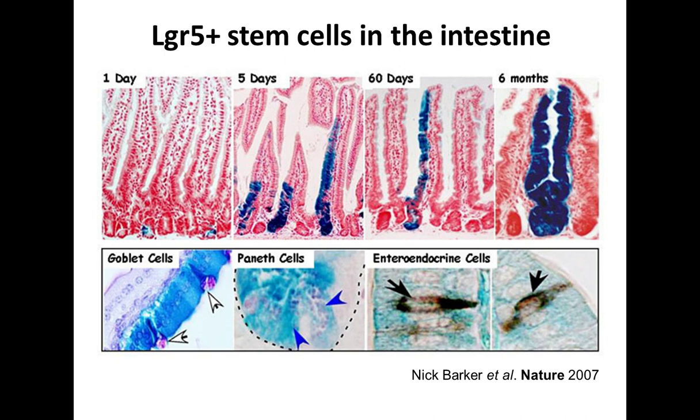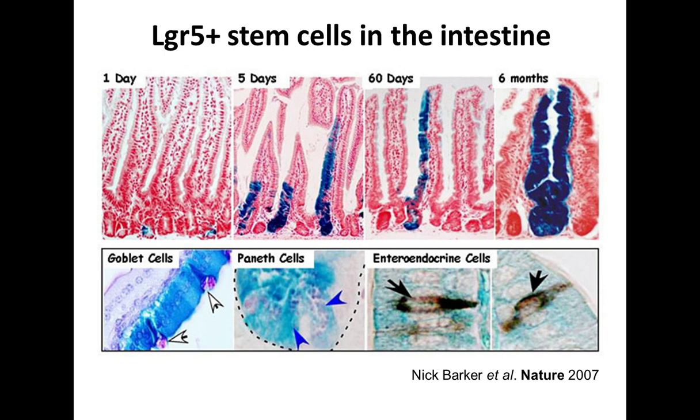So on day 5, you see this nice ribbon formation coming out from the bottom of the crypt. And this continues to the villus, if you look at the image on day 60. And this again continues up to 6 months of time. And Nick actually checked the same in a mouse where he was following this stem cell activity over 1 year of time, which is almost equivalent to the mouse lifespan.